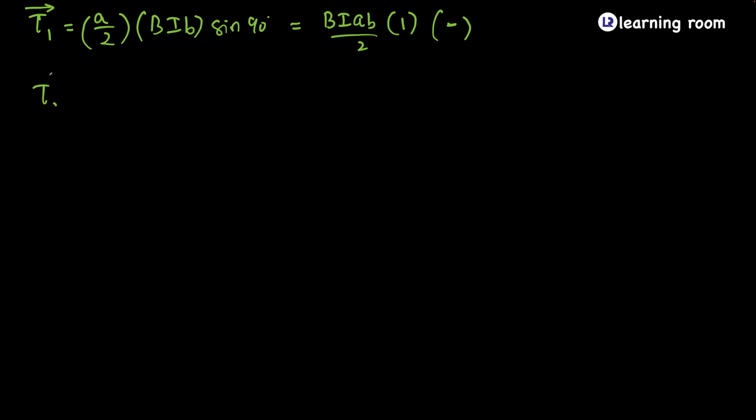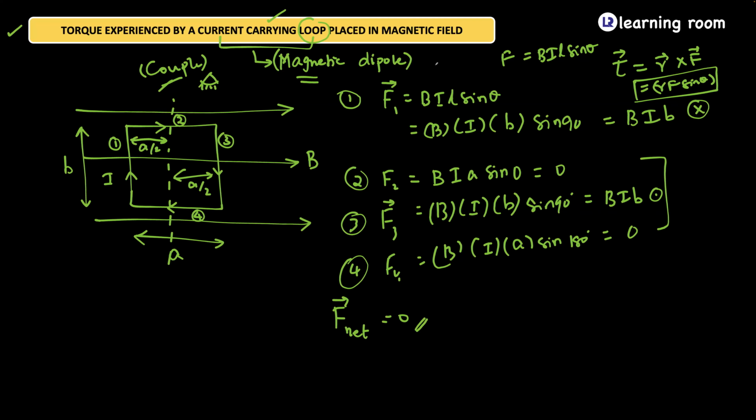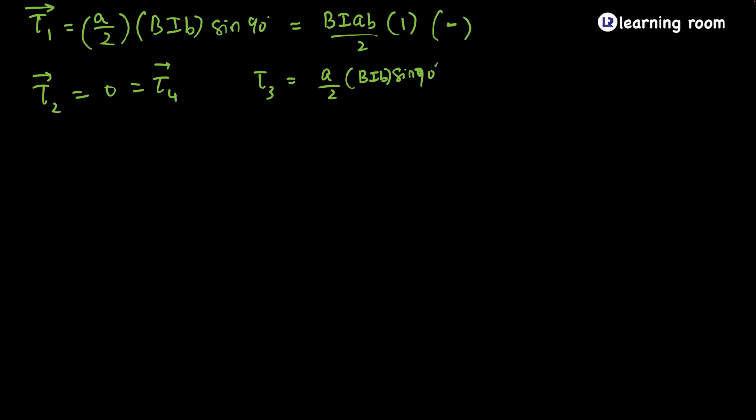Similarly, what is the torque experienced by the second conductor? It is 0 because there is no force at all. The same is going to be the torque experienced by the fourth conductor. Then what about the torque experienced by the third conductor? It will be A by 2 into BIB into sine theta, that is sine 90, right? Force is outward, perpendicular distance is A by 2. So R is A by 2 into F is BIB into sine 90.